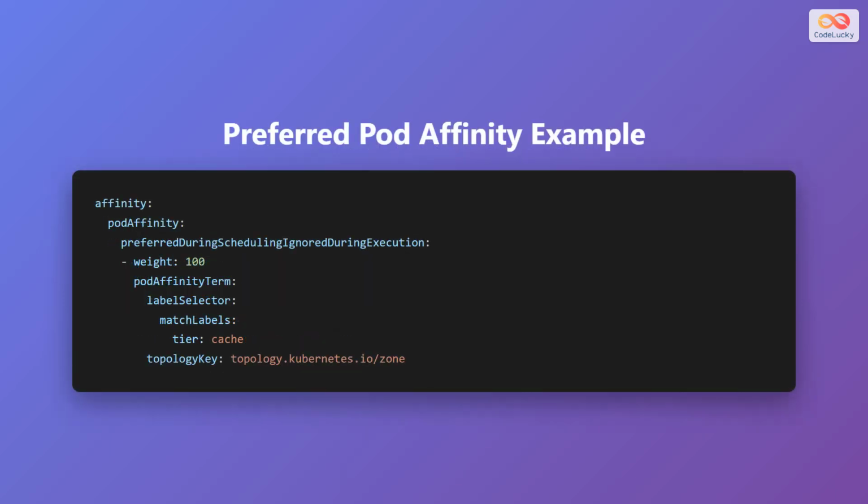Here's an example of preferred Pod Affinity. We specify a weight of 100, which indicates the priority of this preference. The podAffinityTerm includes a labelSelector that matches pods with the tier=cache label. The topologyKey is set to topology.kubernetes.io/zone, meaning the scheduler will try to place this pod in the same availability zone as pods with the matching label, but it's not mandatory.